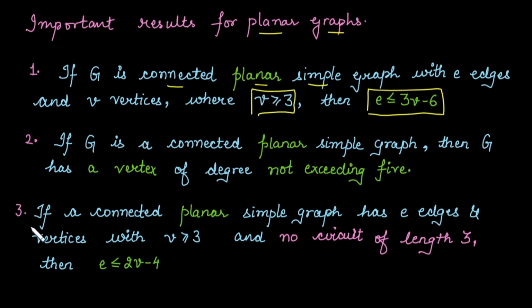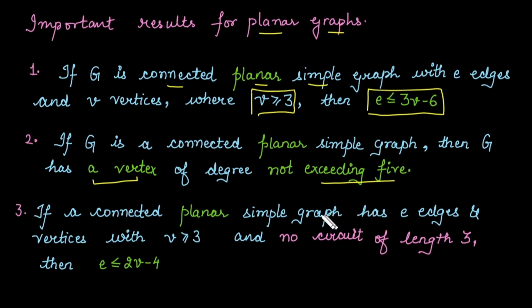The second result is: if the graph is planar, connected, as well as simple, then definitely there exists a vertex of degree not exceeding 5. It means in a graph there must be one vertex whose degree is less than or equal to 5, provided the graph is planar.